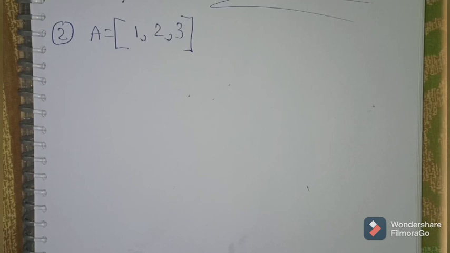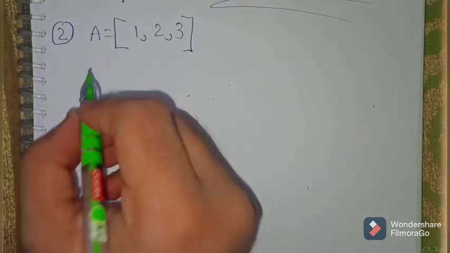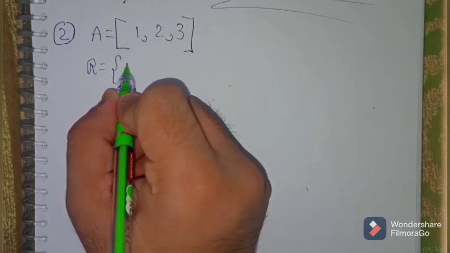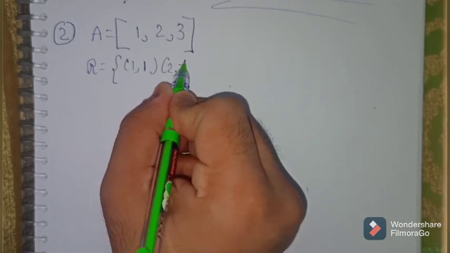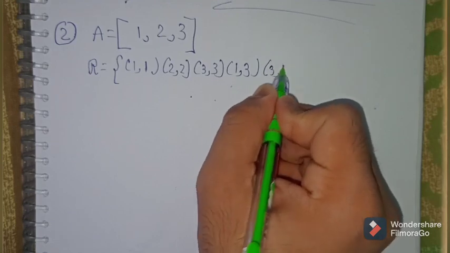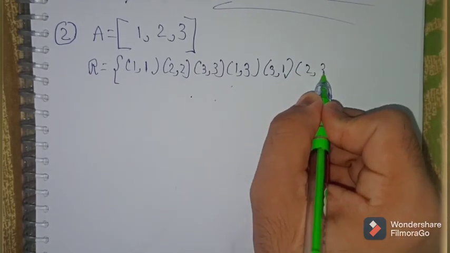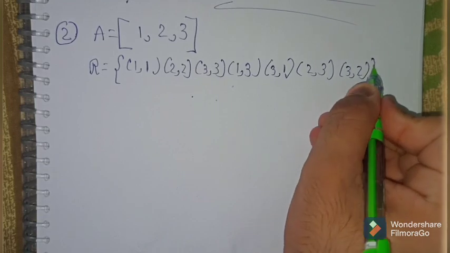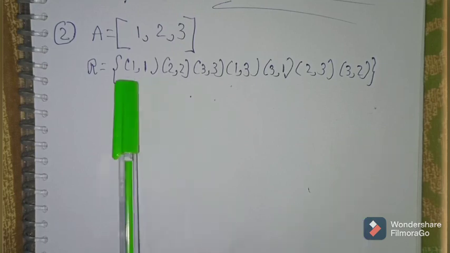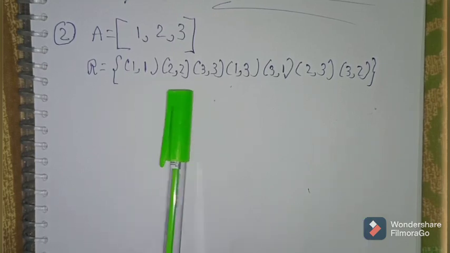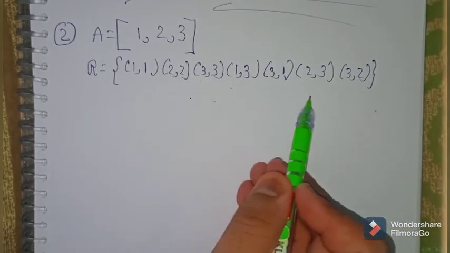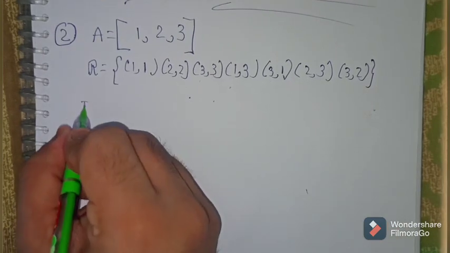In this question, set A is given, which is {1, 2, 3}. So R will be (1,1), (2,2), (3,3), (1,3), (3,1), (2,3) and (3,2). In this relation R, we can see it is reflexive because 1 has a relation with 1, 2 has a relation with 2, 3 has a relation with 3, and 1, 2, 3 all have relations with each other. So this relation is reflexive.